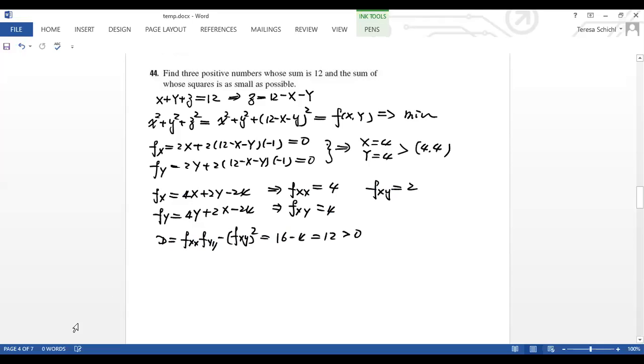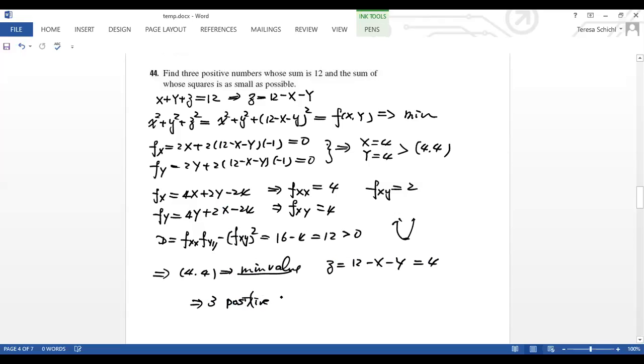So again, this is both concave up. So concave up, you have a minimum value. So I know the 4, 4 will give the minimum value of the sum. So that means x equals 4, y equals 4, z is equal to 12 minus x minus y, so z equals 4. So what are the 3 positive numbers? You're going to find they are 4, 4, and 4. So these 3 add up to 12, but they will give you the smallest sum of squares here.